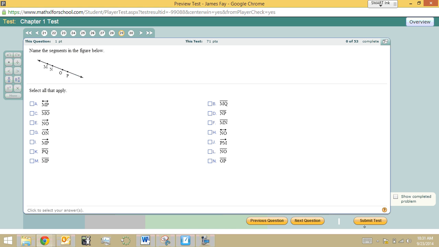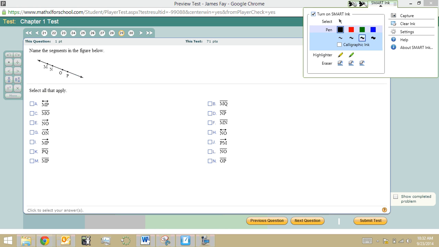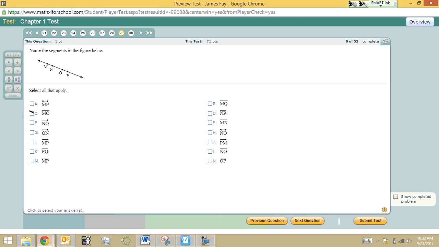Name the segments in the figure below. Not a segment. Look at the symbol MO. That works. MO works. Nope, that's a ray. That's a ray. That's a ray. PQ. Nope, Q is not on that line. MP. Yep. MQ. Nope. NP. Yep. MN. Not a segment. NO. Yes. OP. Yes.